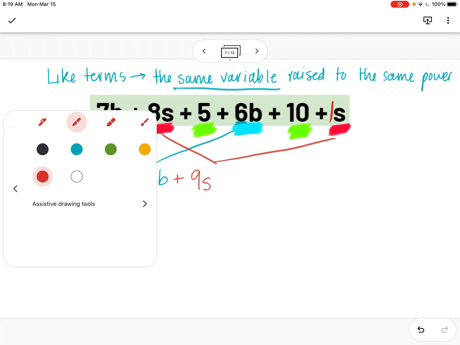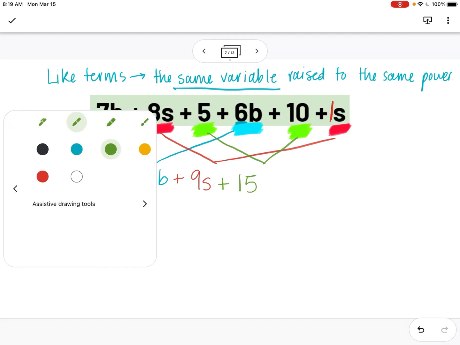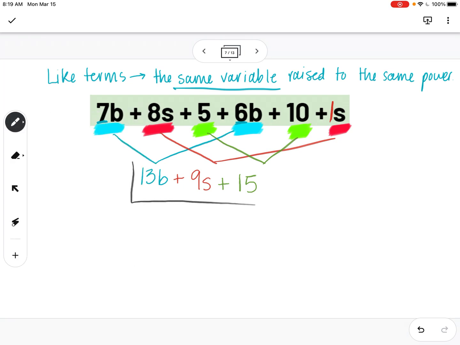All right, and then, of course, we know how to add constants. You guys have been doing this since elementary school. 5 plus 10 would just give us 15. Now, I know some people want to take additional steps and add these together, but we cannot. Remember, we can only combine like terms. So this is what we're left with, 13b plus 9s plus 15. Of course, since this is addition, the commutative property applies. So if you have the same numbers but in a different order, like 15 plus 9s plus 13b, that would still be correct.